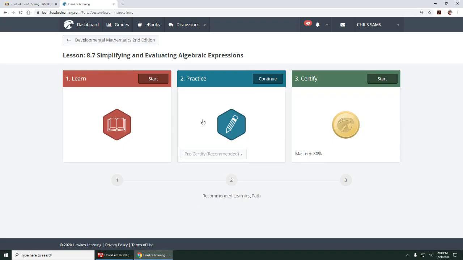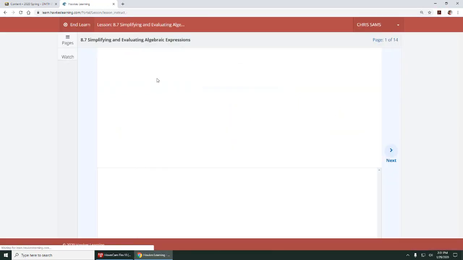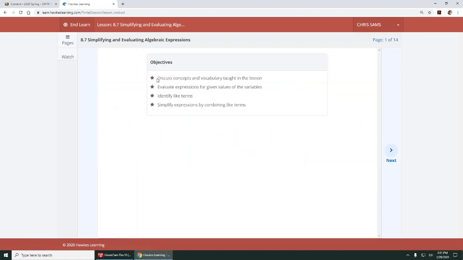Okay, so we're going to look at 8.7, which is covering algebraic expressions, evaluating algebraic expressions, simplifying algebraic expressions. First, I'm going to take you through learn. There's a lot of terms and vocabulary you might not be familiar with, so it's going to be worth pointing that out. On this first page, you can see the objective listed.